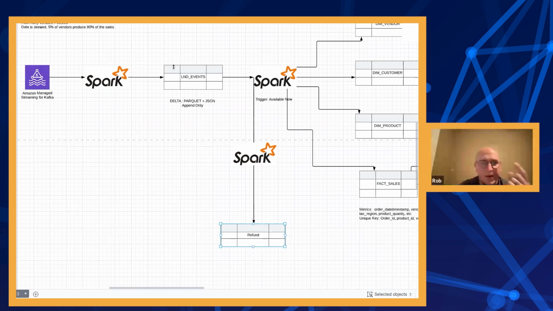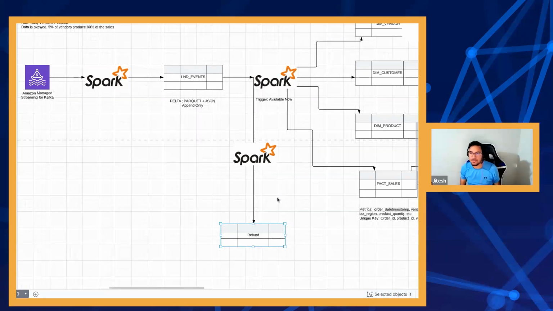Yeah. And this is better than going directly off Kafka, because Kafka is not going to be accessible evergreen, and also you're going to lose the data after 14 days.